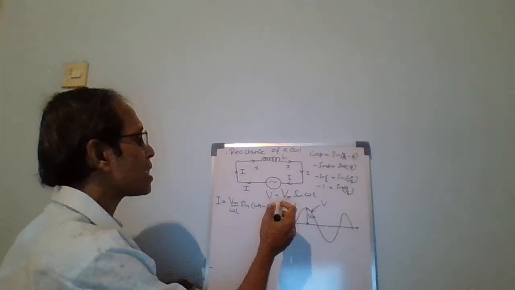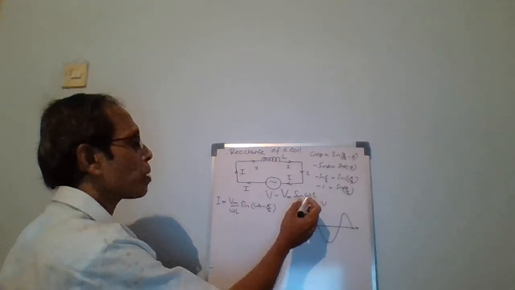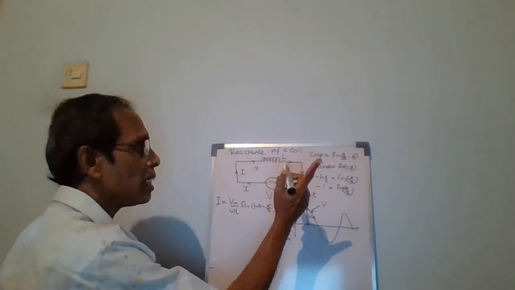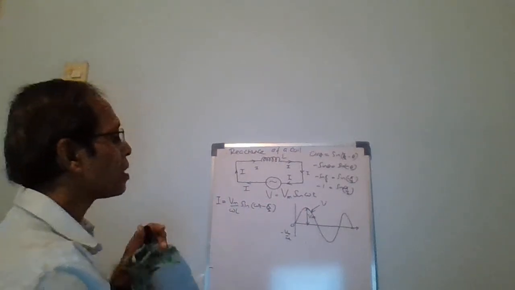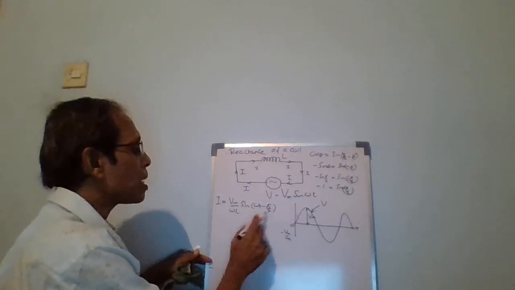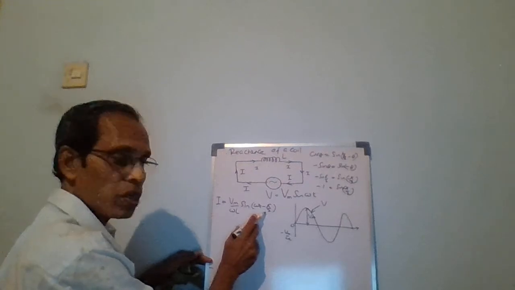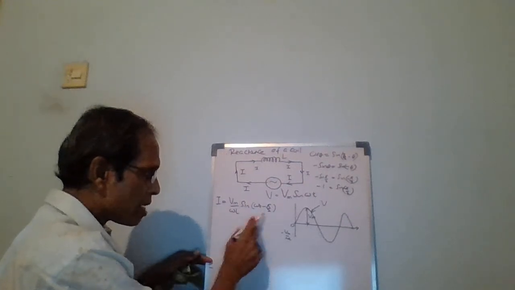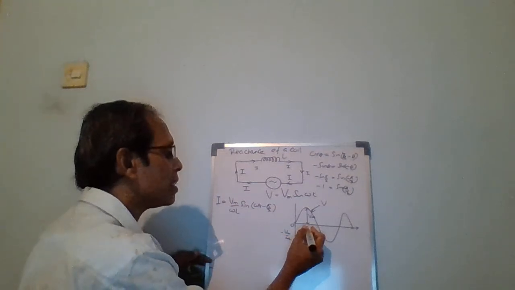When omega t is pi divided by 2, sin pi divided by 2 is 1, which gives Vm for the voltage. For the current, omega t minus pi divided by 2 means pi divided by 2 minus pi divided by 2, which is 0. Sin 0 means 0, so this whole thing becomes 0.